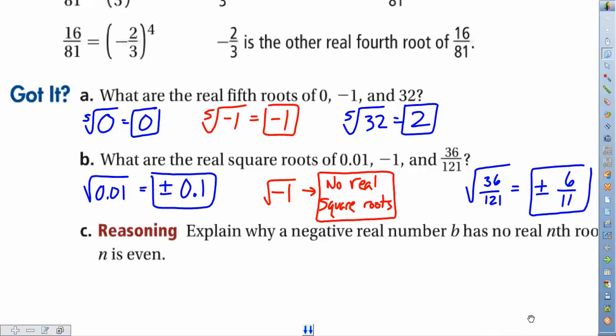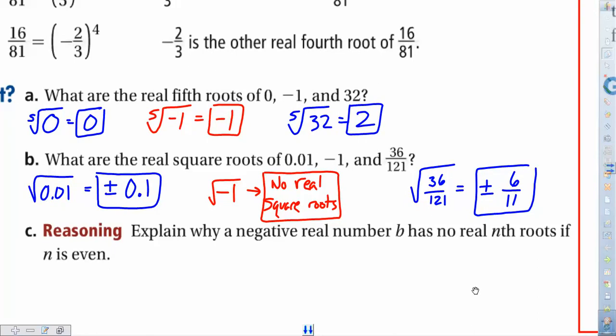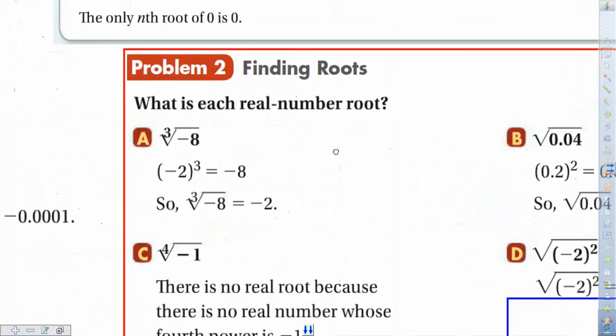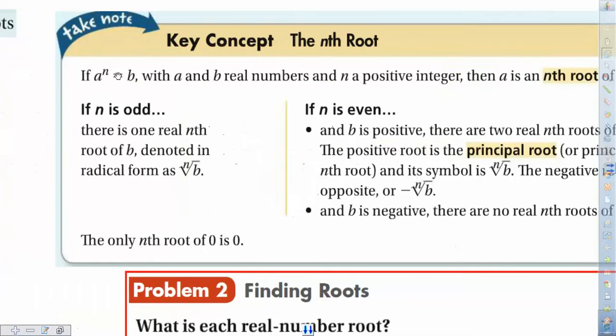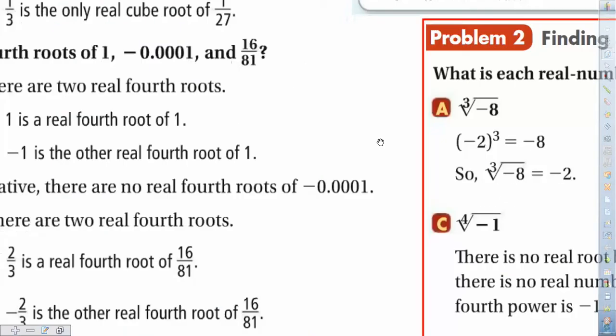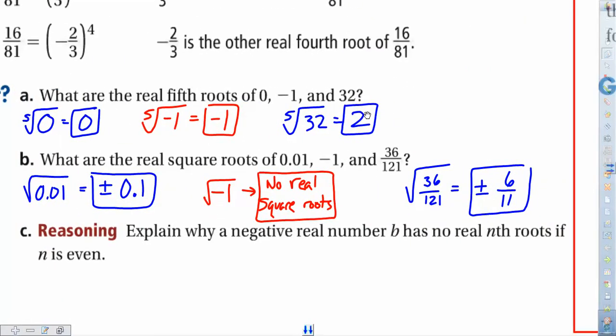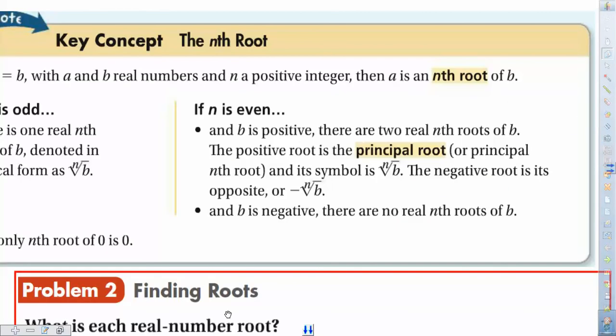Now let's look at this last group here together. Let's explain why a negative real number b has no real nth roots if n is even. So what are they talking about when they're talking about b? They're talking about this number right there, b. So if we're talking about that b right there, if that number is negative, why does it not have any roots if n is even? Pretty much what they want us to think about is that bottom bullet right there. So why is it when b is negative there's no real roots?